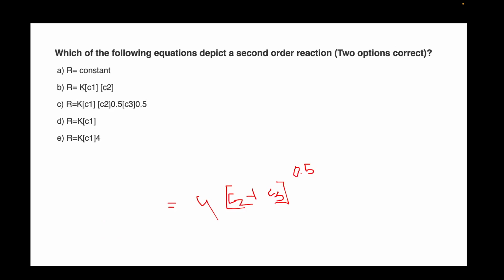Which of the following equations depict a second order reaction? Here you have to select two correct options. Here option B and option C will be the correct answer. Option B, where there are already two components, K, C1 and C2. Option C has K, C1, C2 to the power 0.5 and C3 to the power 0.5. This will be basically C1 into C2 plus C3 to the power 0.5. Again, there are two components, so this will also depict a second order reaction. So option B and C will be the correct answer. That is, both of these are second order reactions.